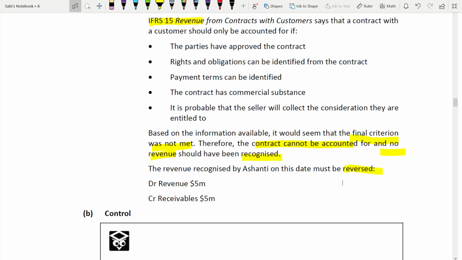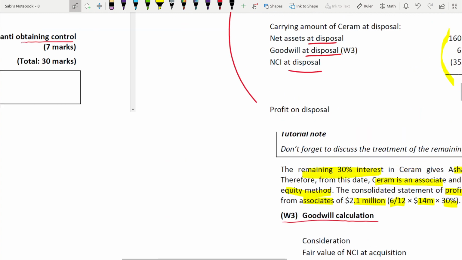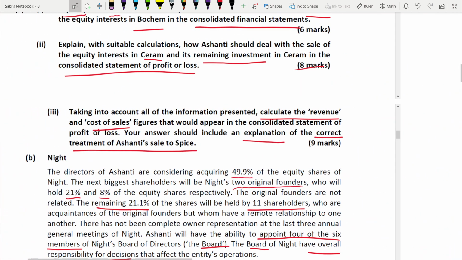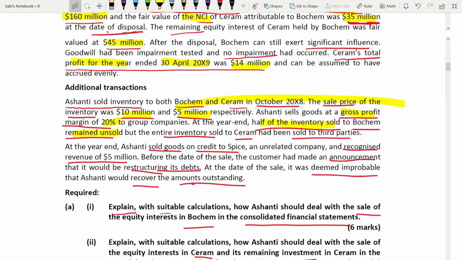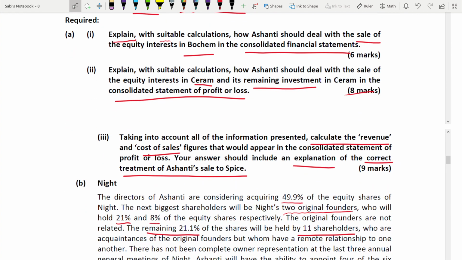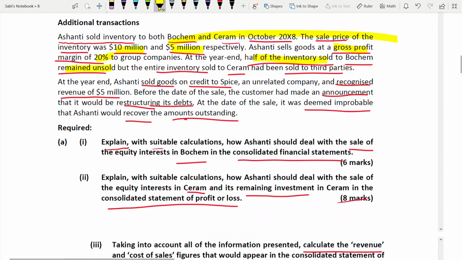But let us go back to that paragraph and see whether the 5 conditions have been met or not. It is the last paragraph under additional transactions. Because I told you, the way they give you the requirements is the same order in which they will present the case study. So it's easy. I know the last paragraph relates to the sale, because for part B they have given a separate paragraph. So the last part is for the last part of A.